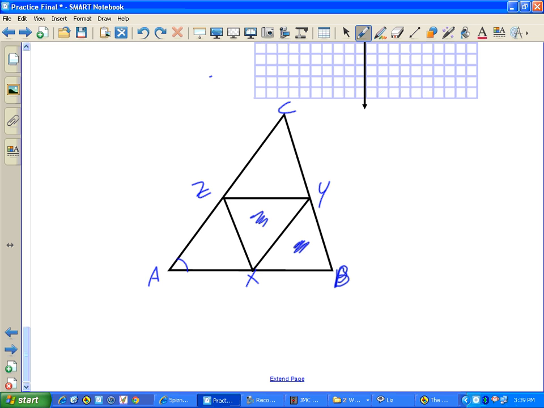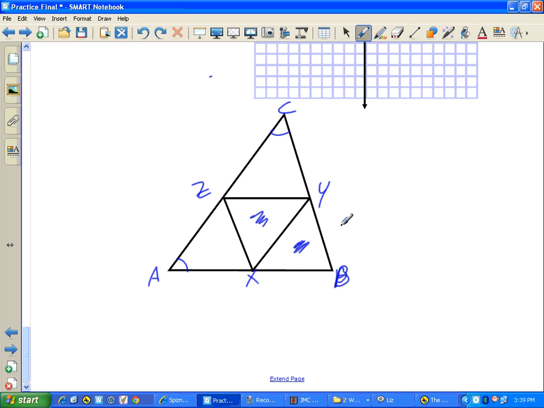Given that A and C are congruent, okay, I know that BC and AB are congruent because that's the base angle's converse. So that's letter A. Since these are midpoints, X, Y, and Z, I know that XY is going to be half of AC, and XZ is going to be half of CB because of the mid-segment theorem.